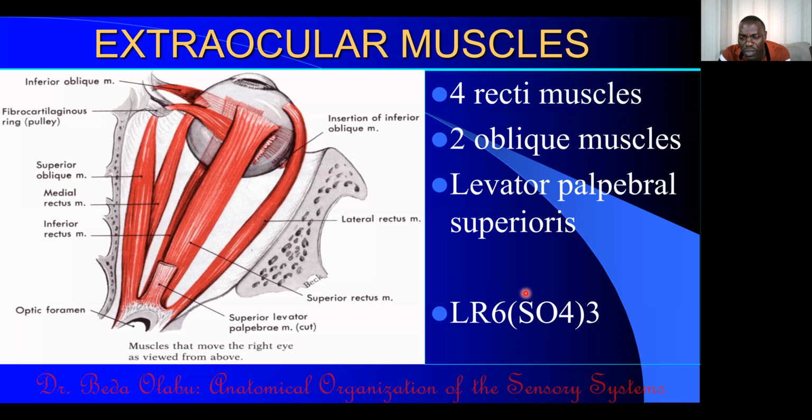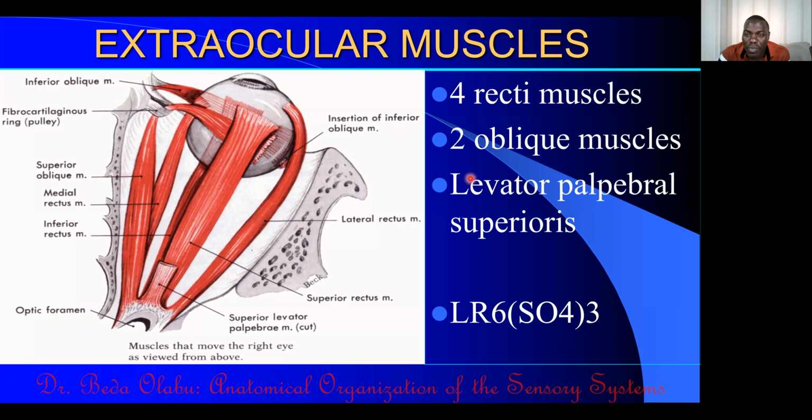Open the bracket. Within the bracket, we have SO4. So SO here stands for superior oblique, which is this muscle. Superior oblique muscle is innervated by the 4th cranial nerve, which is the trochlear nerve. And lastly, after closing the bracket, we have 3 there. 3 represents the oculomotor nerve.